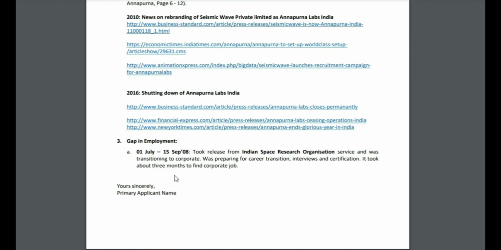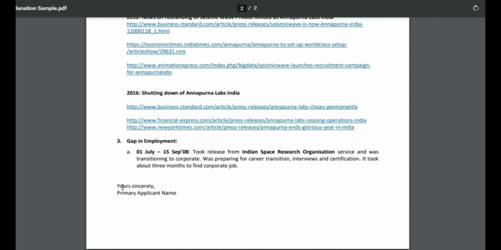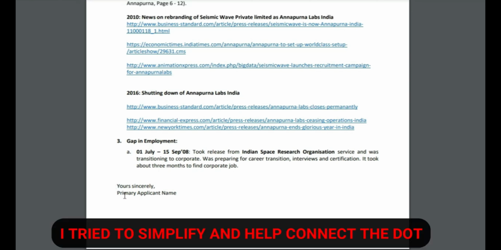So I mentioned those dates where the gap of employment was, and then informed them that I took release from the organization and was transitioning into corporate, was preparing for career transitioning, interviews and certification. And it took about 3 months to find a corporate job. And then, since my wife was the primary applicant, it was made in her name. So you see, yours sincerely, just the name, not even a signature. So that's the document how we made.